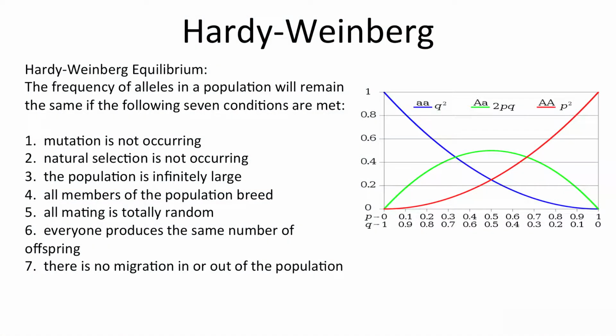You can think of populations as the entire population of, I don't know, every armadillo on the face of the planet. If you're thinking about that as your population, then obviously you've met number 7, right? There's no migration in or out of the population unless you're getting extraterrestrial armadillos. That's probably unlikely. But if you've met number 7 by saying the entire population of these organisms on the Earth is your population, then you're probably not producing the same number of offspring. Mating is not random because armadillos on one side of the country are not mating with armadillos on the other side of the country.